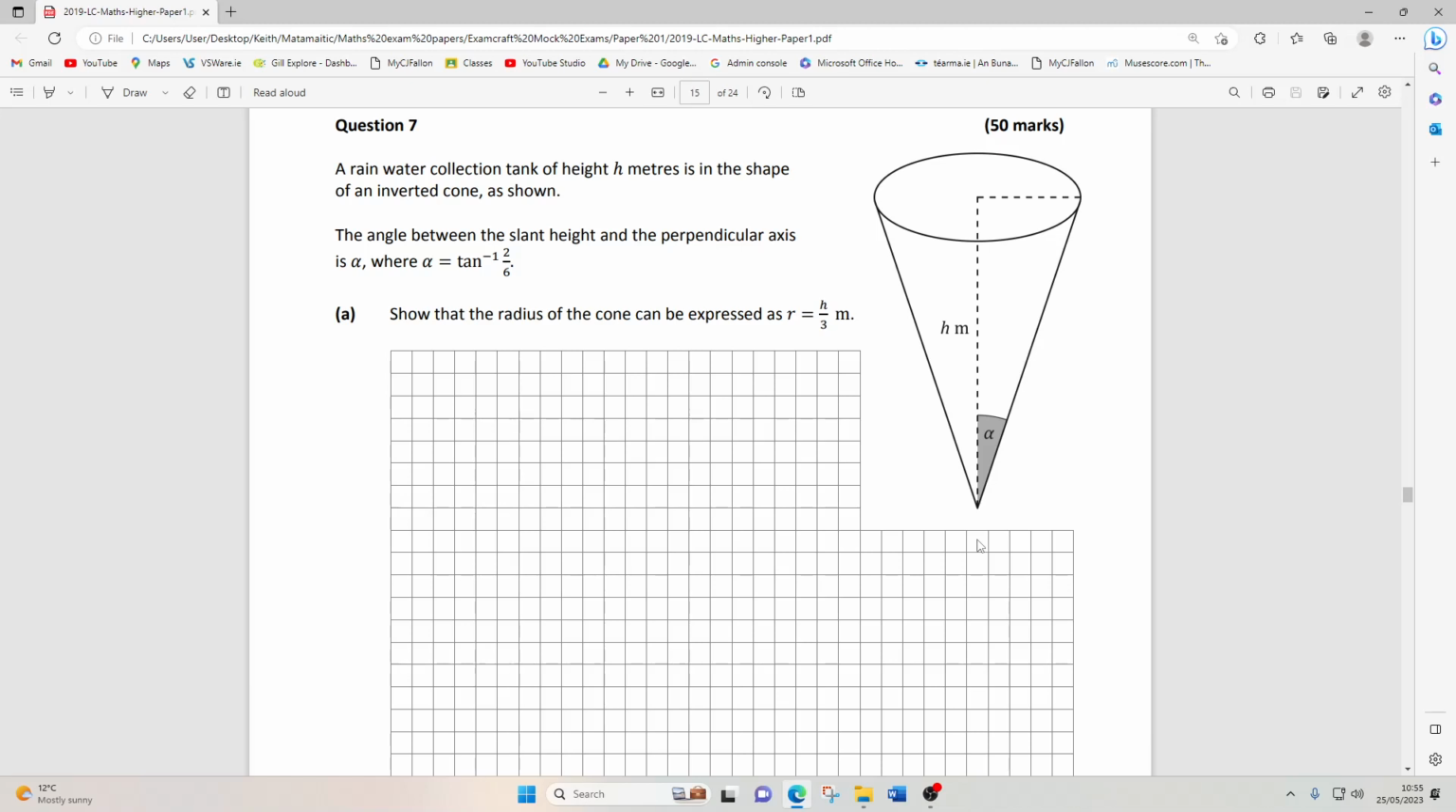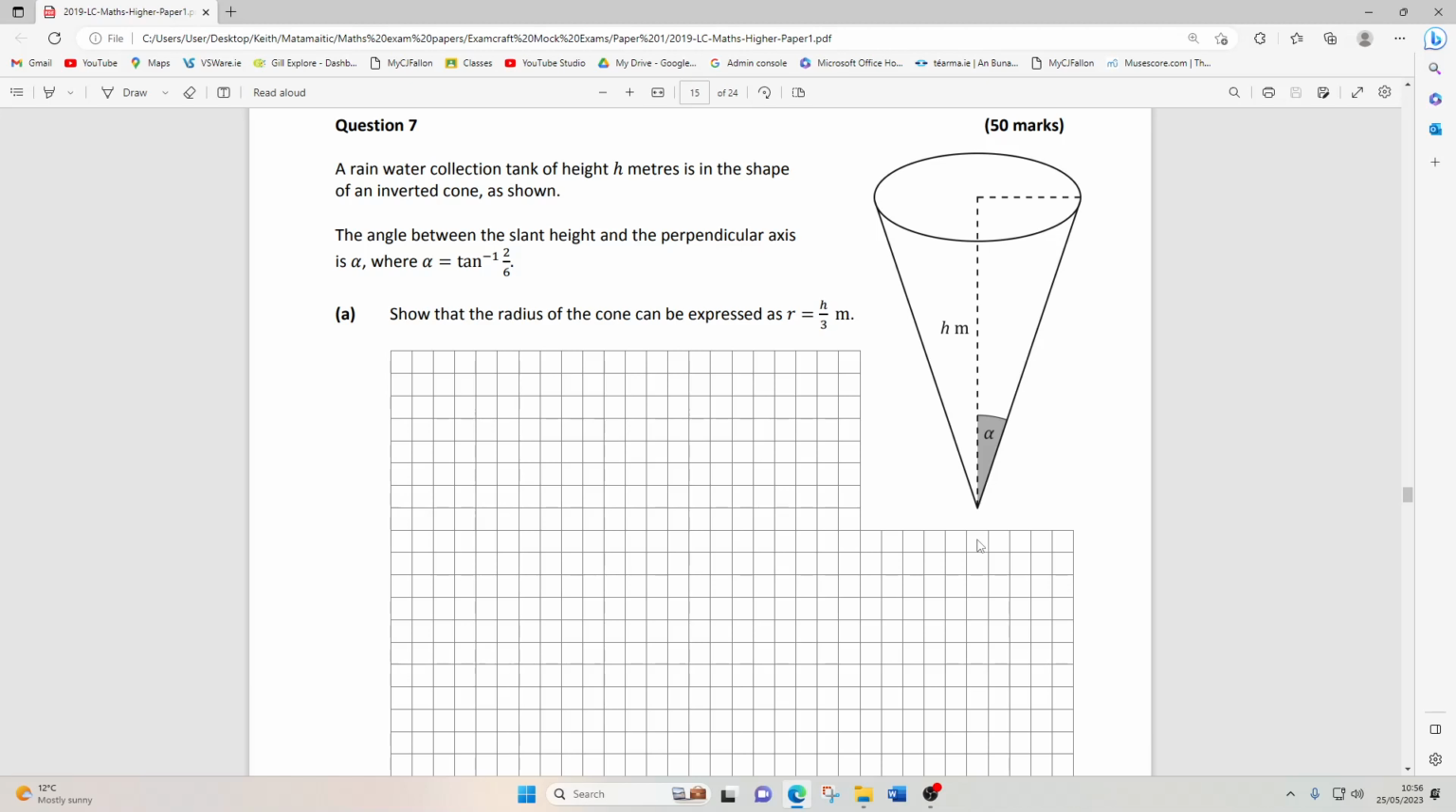So obviously we've got tan. Use this. So alpha equals tan to the minus 1 of 2 over 6. Now obviously tan of alpha is 1 over 3, because 2 over 6 is 1/3, and tan alpha equals 1 over 3.